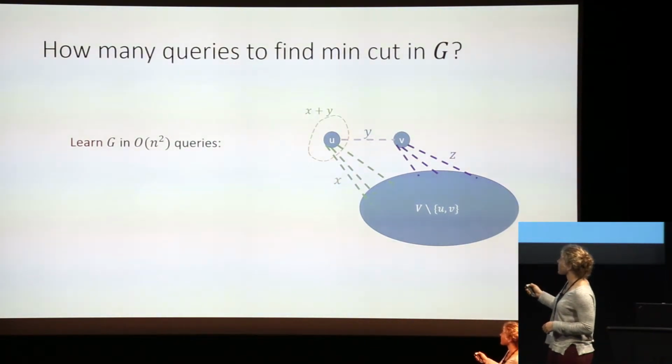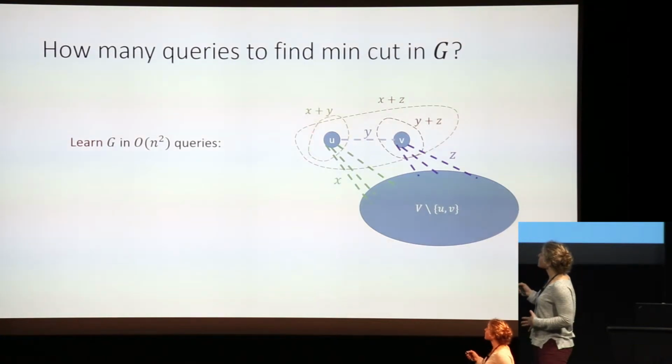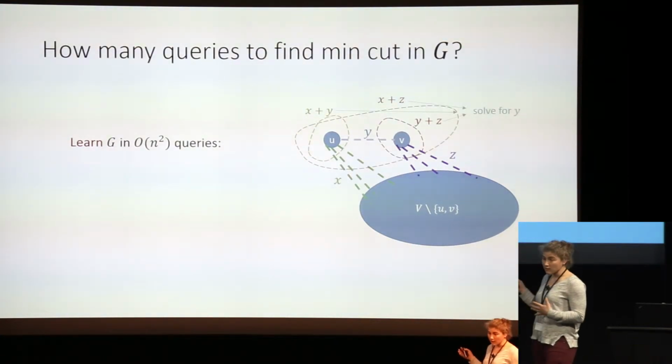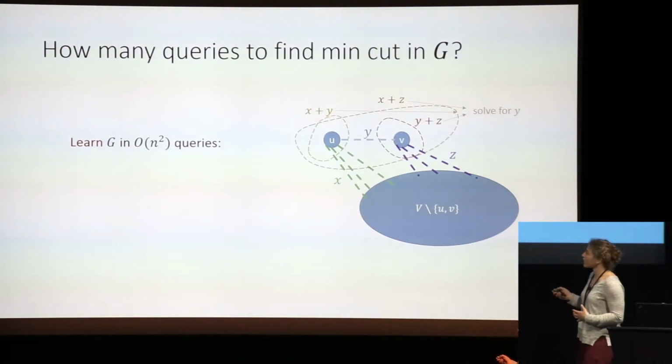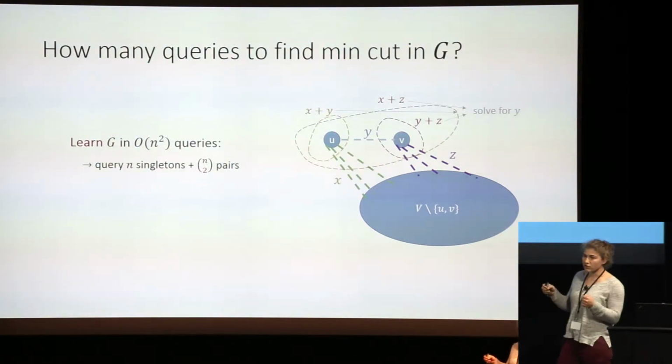So I ask for the cut around u, the cut around v, and then the cut around both u and v. In doing this, I'll learn x plus y, x plus z, and y plus z. And from these, I can solve for y. And so having done only these 3 queries, I can decide whether there's an edge between u and v. And so if I query every singleton and every n choose 2 pairs, I'll know exactly the graph, and then I can compute the minimum cut.